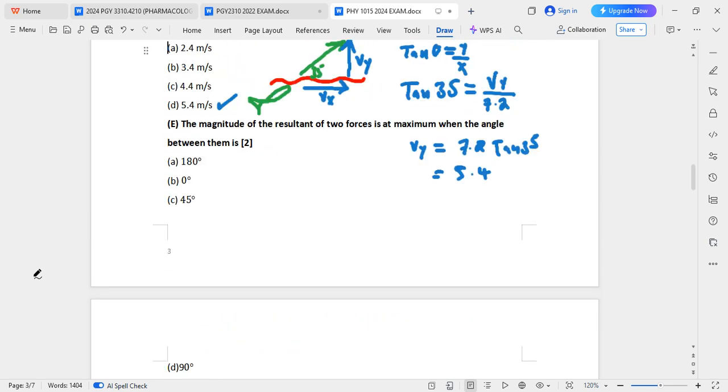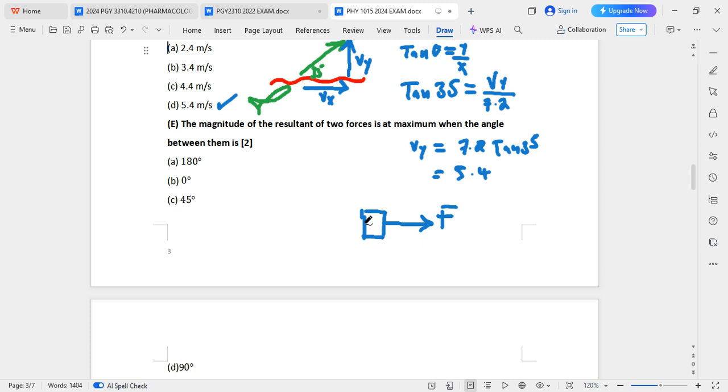And then E is saying the magnitude of the resultant of two forces is at maximum when the angle between them is what. Let's say this is a box. You are applying a force here. Okay.